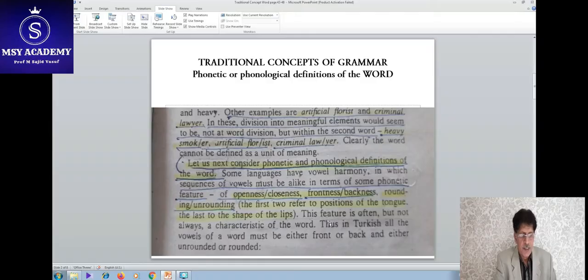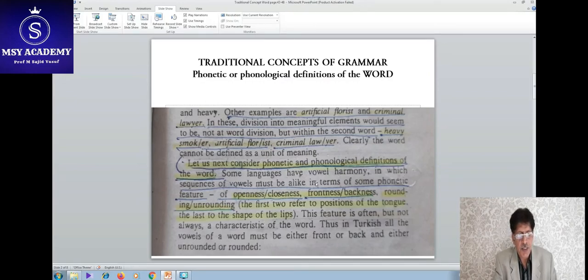Similarly, this is not the explanation of phonetics and phonology. It is actually how phonetics and phonology deal with the definition of the word according to the author. So it is very important that you keep in your mind certain terms which are present in this session. Let's begin.